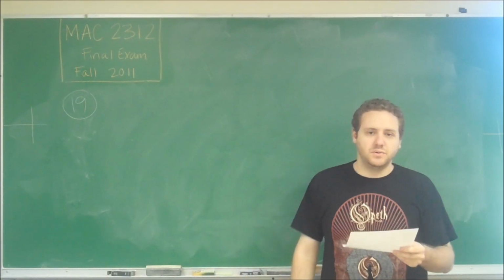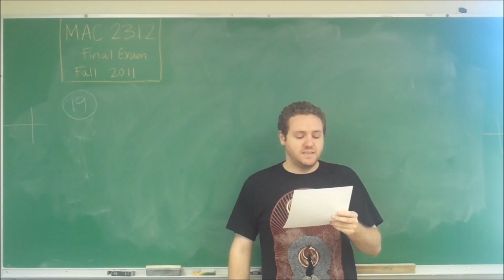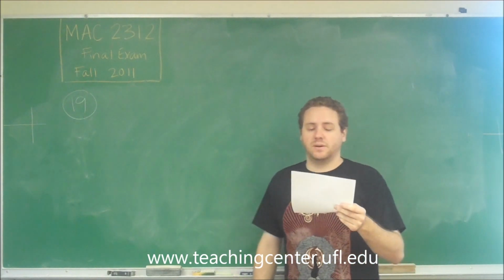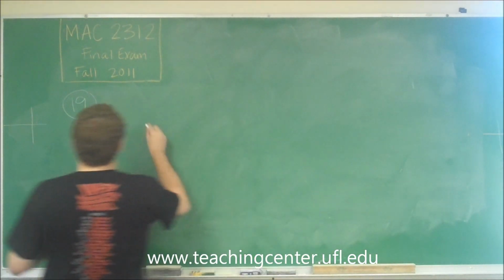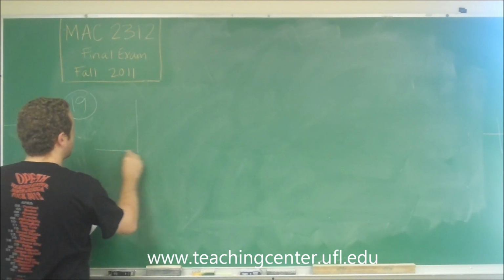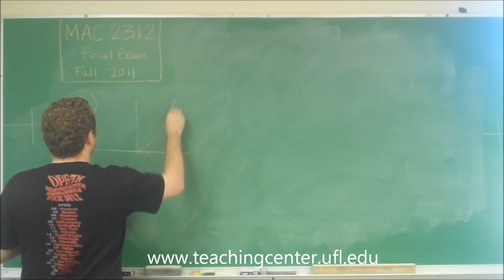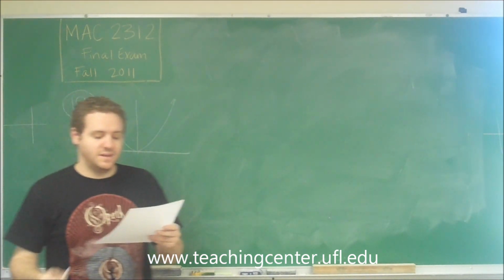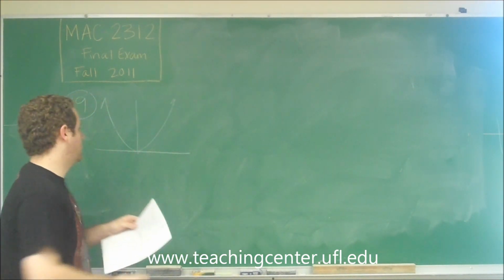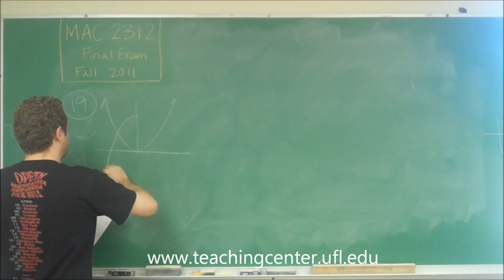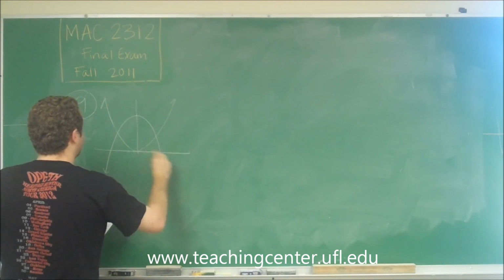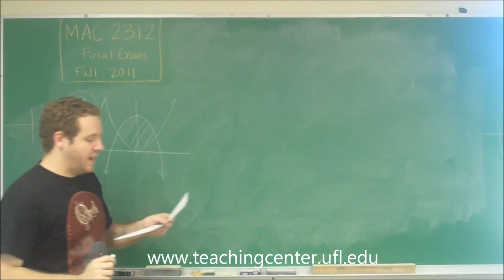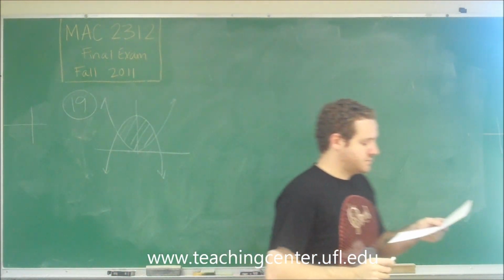For number 19, we're going to be doing a volume problem, and it says the base of a solid is the region bounded by the parabolas y equals x squared and y equals 2 minus x squared. So let me draw that first. y equals x squared would look like this, and 2 minus x squared is an upside down parabola that's shifted up 2. So we have something like that. This area that's enclosed by both is the base of a solid.